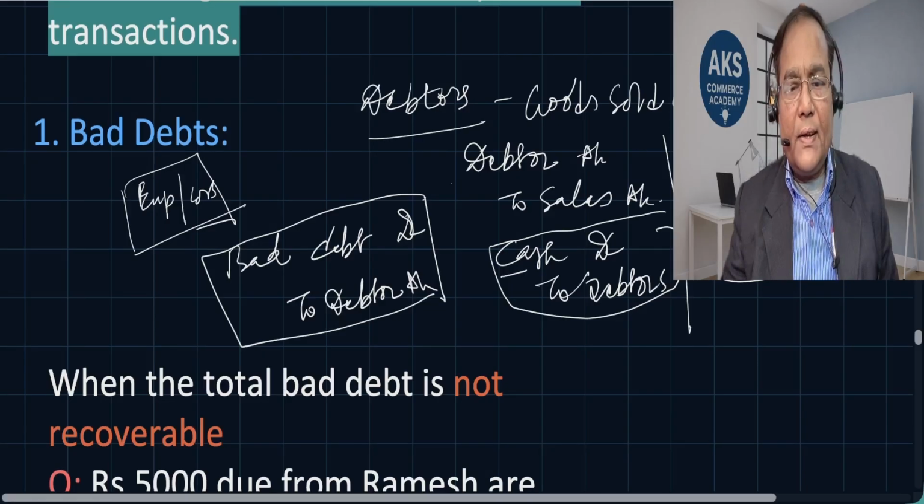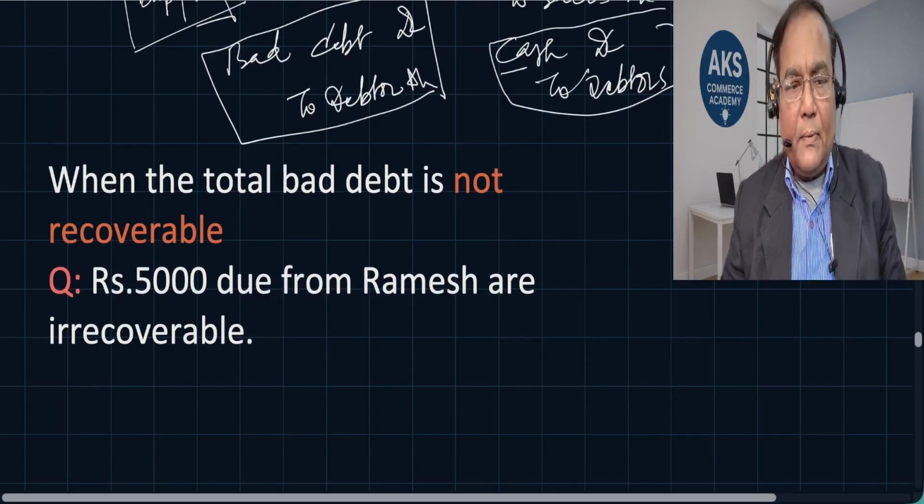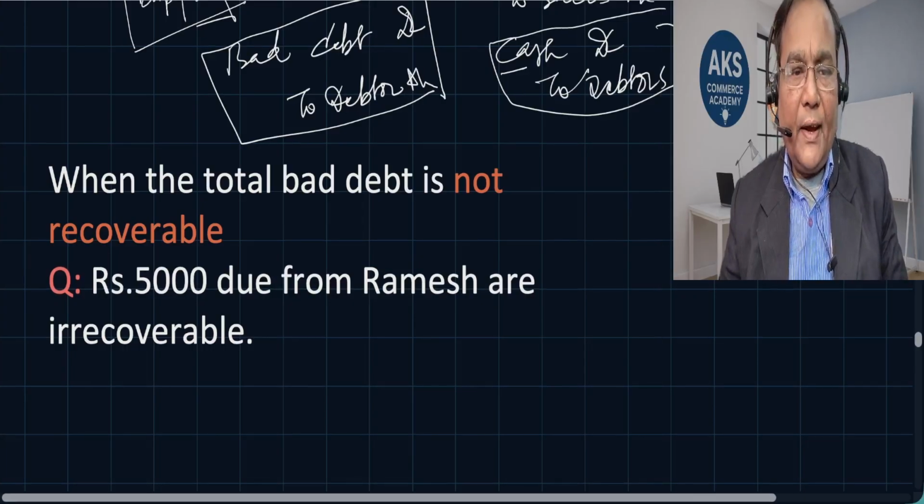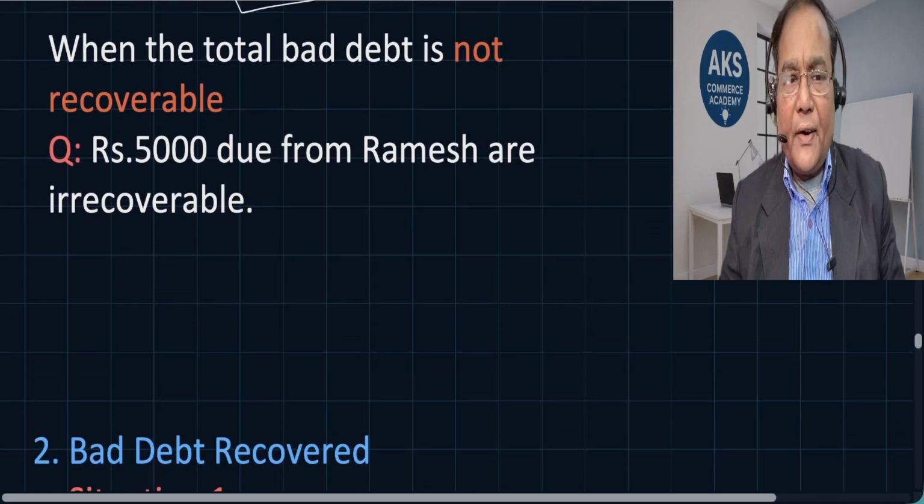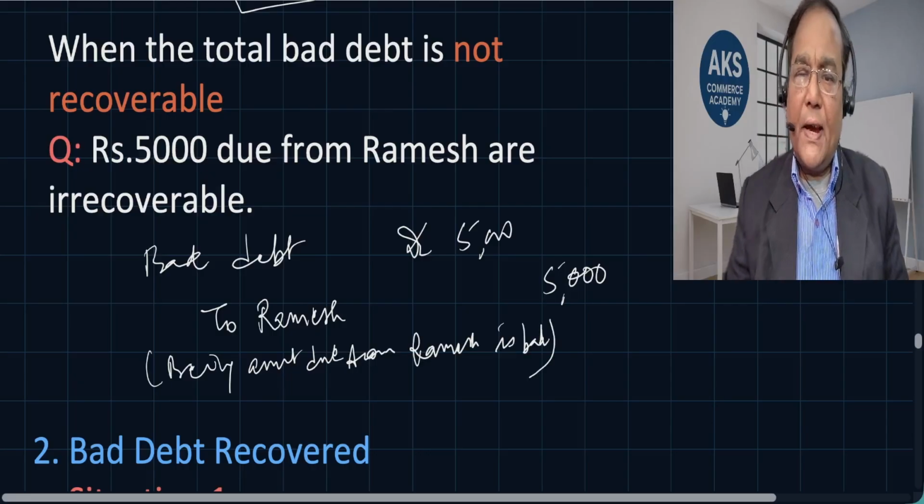Now when the total bad debt is not recoverable, it is very clearly mentioned here that the total bad debt is not recoverable. So rupees 5,000 due from Ramesh are irrecoverable. Now we are sure that this amount is not going to be recovered. So what is the entry that we are supposed to pass in this scenario? Bad debt debit to Ramesh. It is very clear that the amount of rupees 5,000 which was supposed to be received from Ramesh is now bad. So this is entered in the books of account.